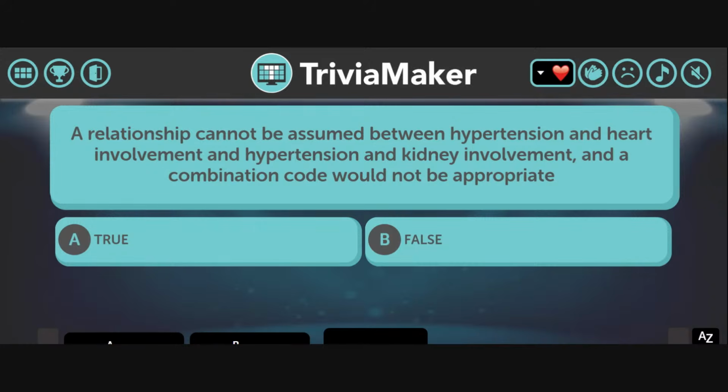All right, I seem to be getting an overwhelming amount of falses, and that would be the correct answer to put in the chat. So, yes, this would be false. It says in the guidelines section that there is an assumed relationship between hypertension and heart involvement and hypertension and kidney involvement, and a combination code must be used. So it is actually the complete opposite. I thought it would be a little bit tricky because normally you never want to assume anything when you're coding. But in this case, this definitely would be false. I think everyone got that one correct in the chat. So shout out to you guys.